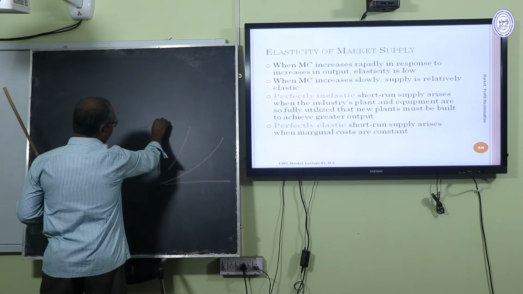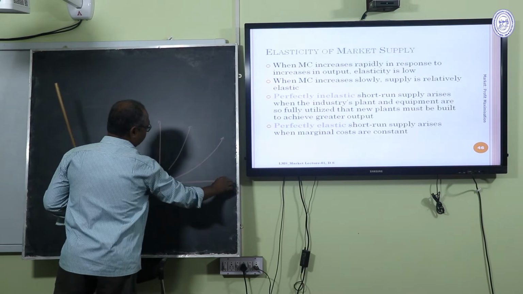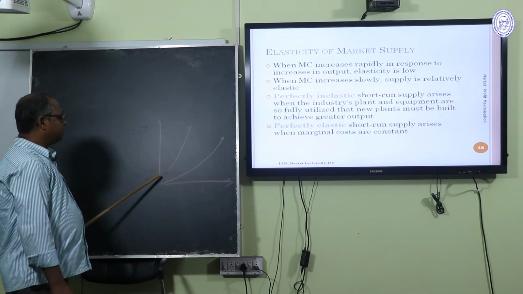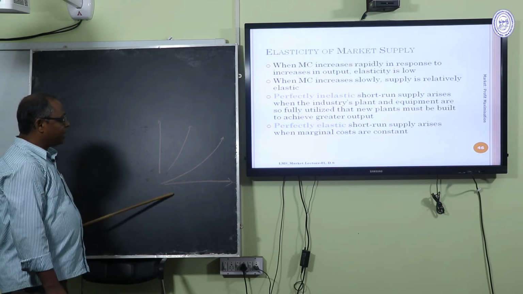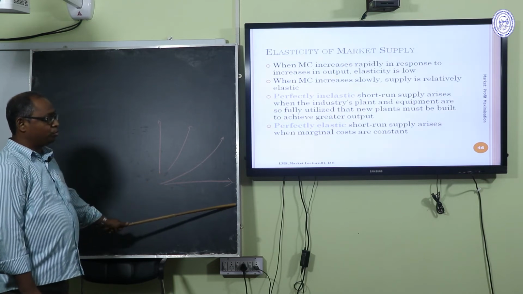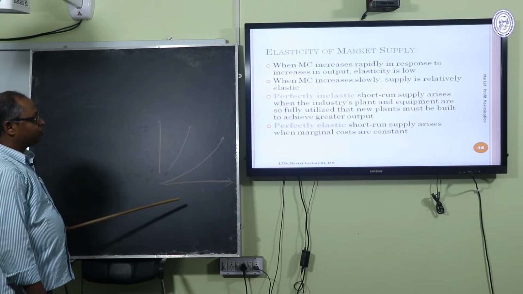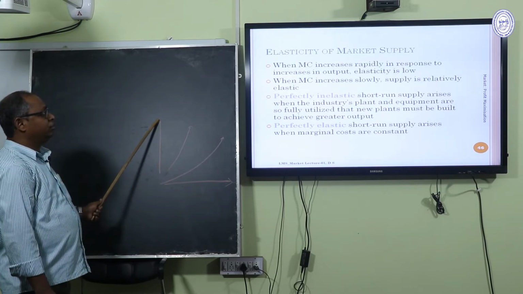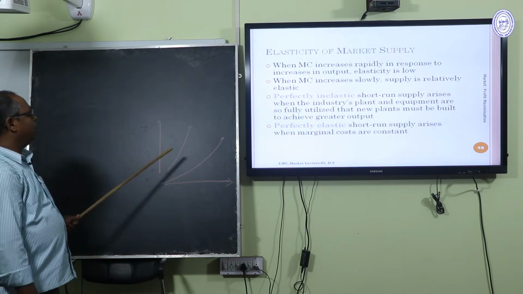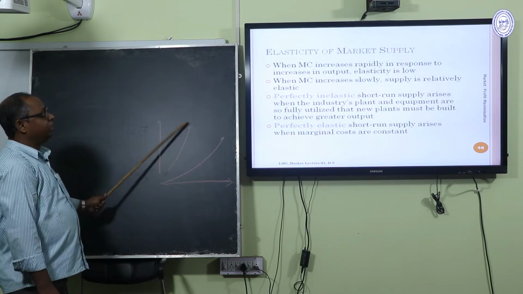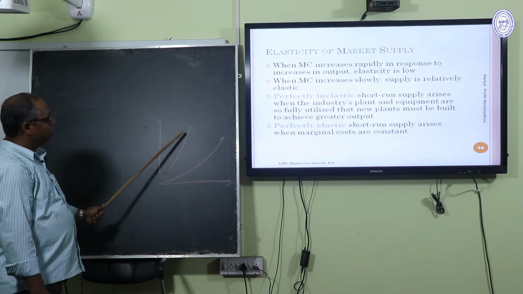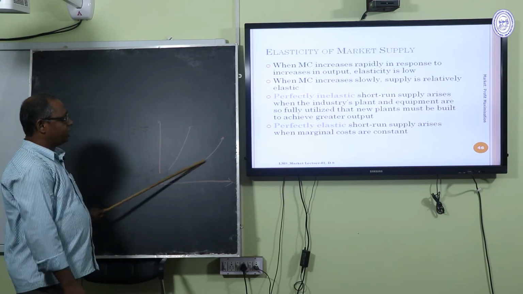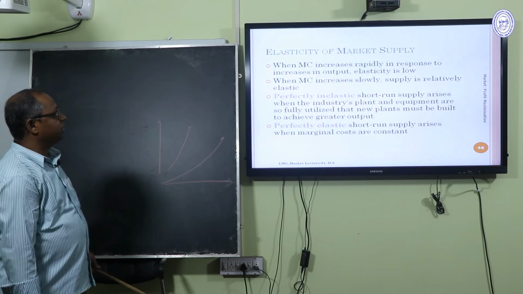So there are four types of possibility. One, with an increase in price there is no impact on output, no change in output. Two, with an increase in price, fully elastic supply. Three, with an increase in price, output increases at a lesser rate, and four, increases at a higher rate. So four possibilities are there.